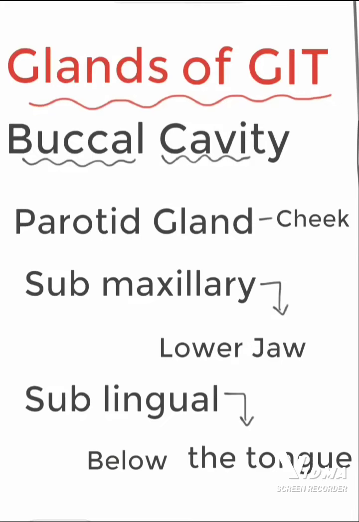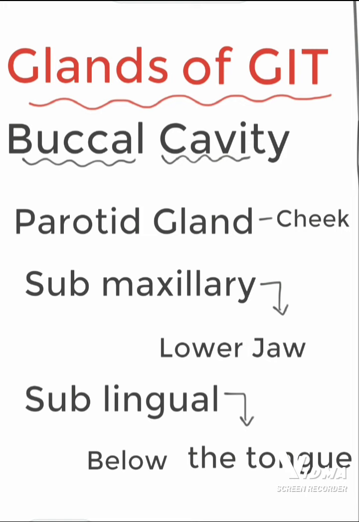In this video, we will learn about the glands present in the gastrointestinal tract. The first part which we are going to see today is the buccal cavity. Buccal cavity has three types of glands. These three glands are present outside the buccal cavity and they secrete the secretions into the buccal cavity. These three glands are present in pairs, that is two each.